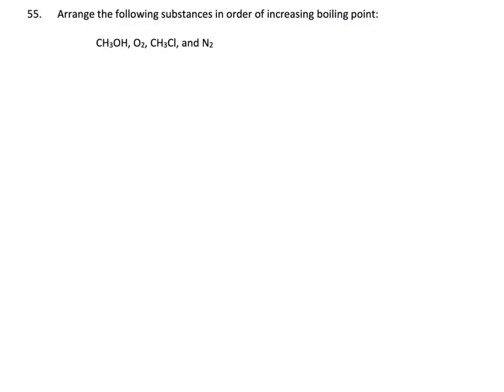Next question. Arrange the following substances into order of increasing boiling point. So we want to go from lowest to highest. I usually think about these questions the other way around, but that's easy to fix for sure. The highest one here is going to be the methanol, because it is the only one out of the group that has hydrogen bonding. Second highest is going to be CH3Cl. This is a polar molecule. It has a structure that looks like this.